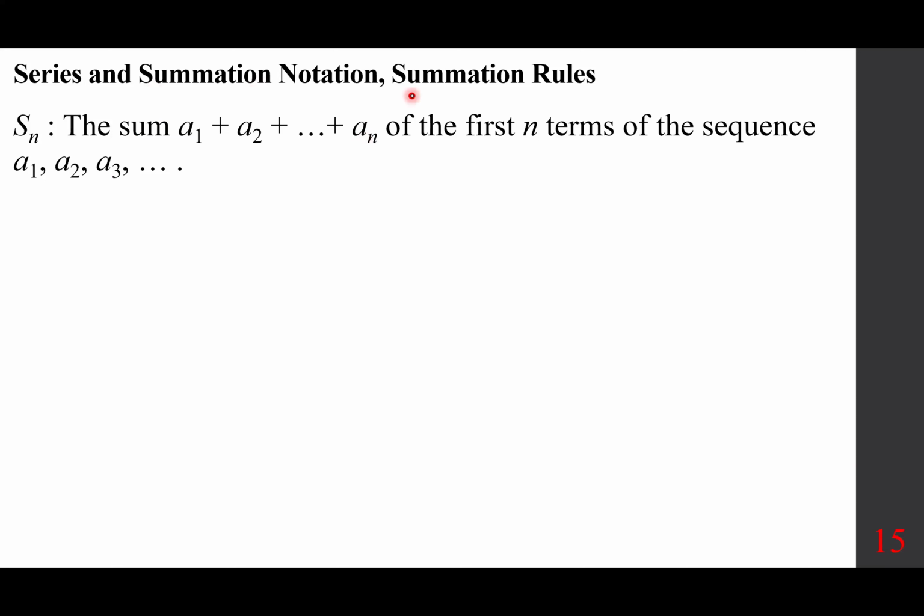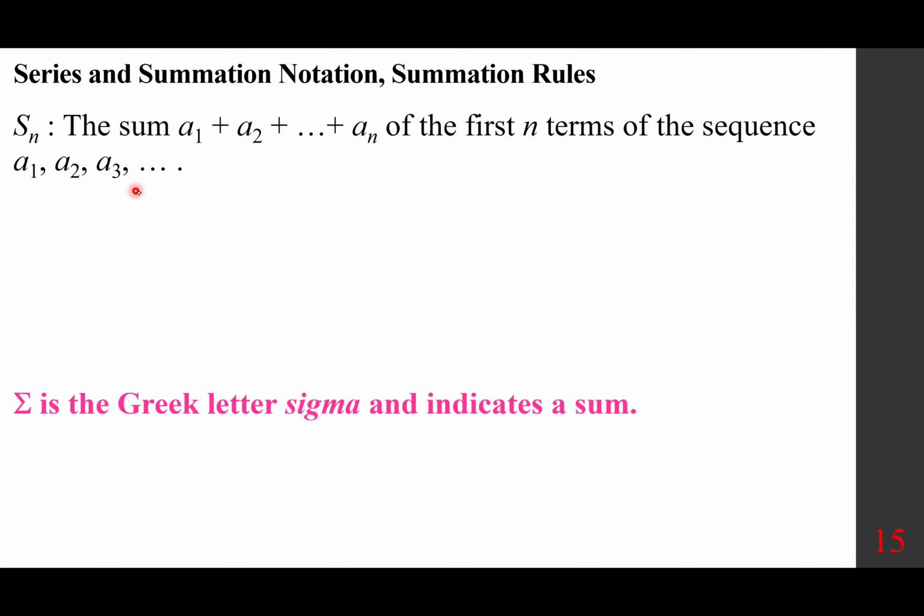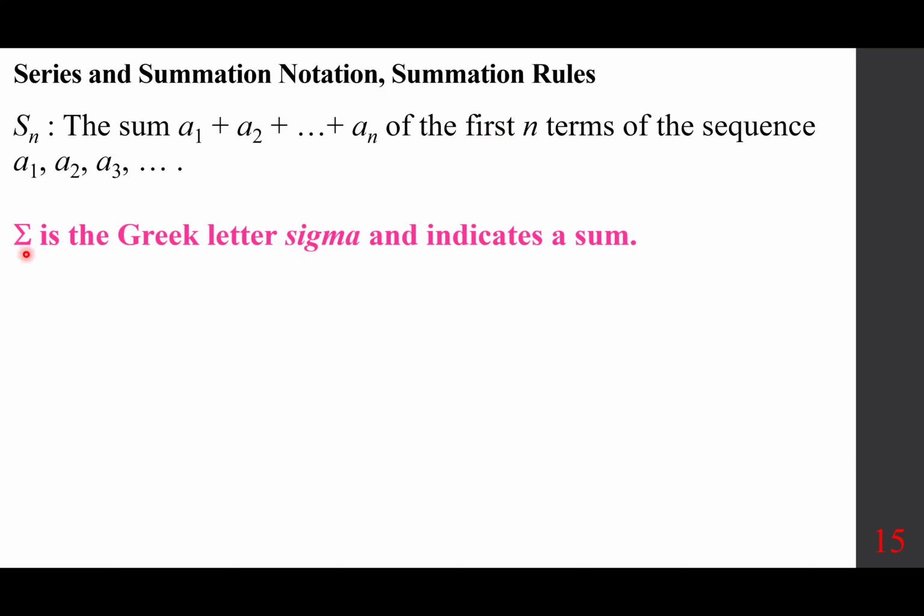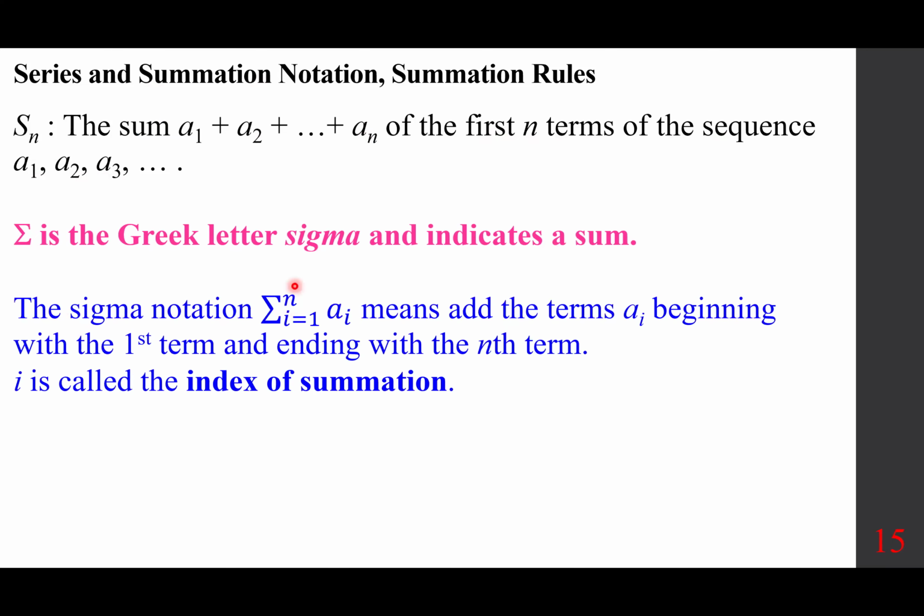Series and summation notation, summation rules. S sub n, the sum of a sub 1 plus a sub 2 all the way to a sub n, of the first n terms of a sequence a sub 1, a sub 2, and a sub 3. This is sigma. Capital sigma is the Greek letter sigma and indicates a sum. The sigma notation, the summation i going from 1 to n of a sub i, means add the terms a sub i beginning with the first term and ending with the nth term. i is called the index of summation.